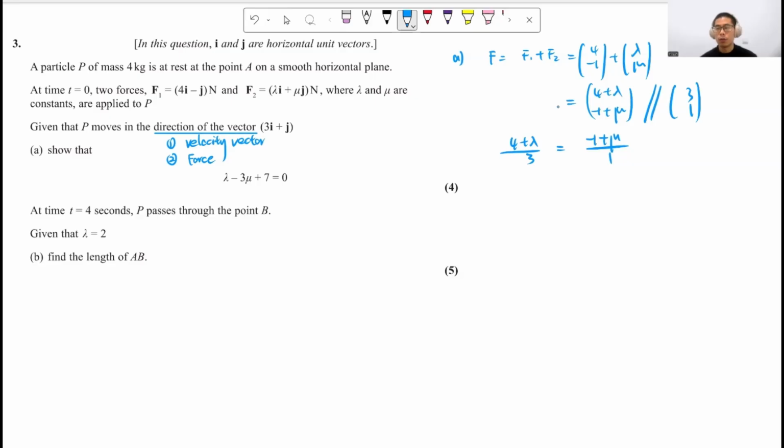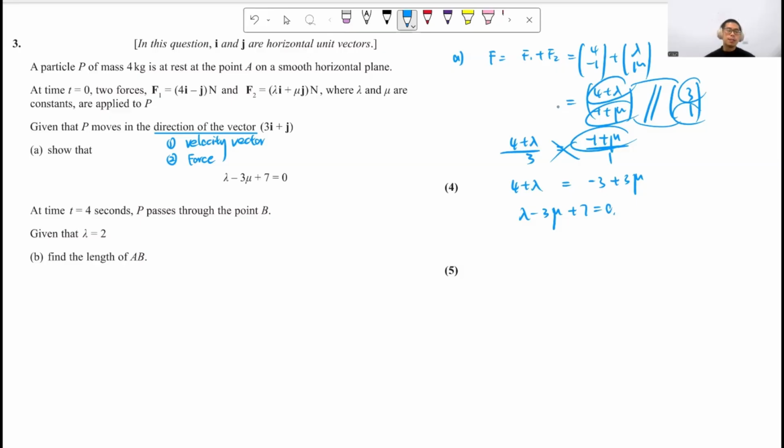Because they are parallel, the scale factor for each component has to be the same. So if we use i divided by i and then j divided by j, we get the scale factor for the i component and the scale factor for the j component. Since they are parallel, the scale factor will be the same. That's why we let them equal to each other. Once we let them equal, we just cross multiply. So 4 plus lambda times 1 is just 4 plus lambda, and 3 times negative 1 plus mu is negative 3 plus 3 mu. Then minus 3 mu on both sides and plus 3 on both sides, we get what we want.